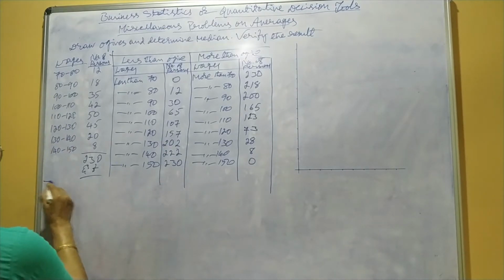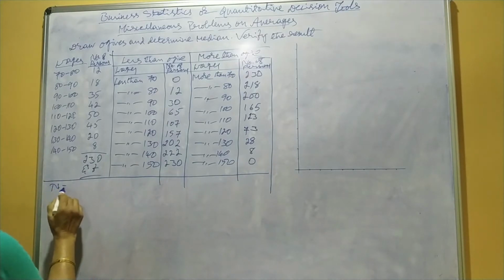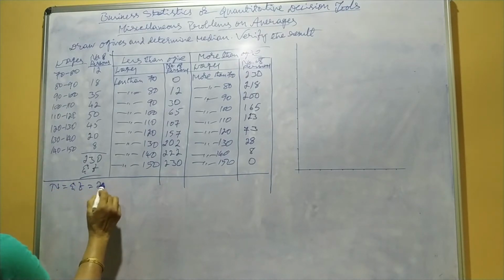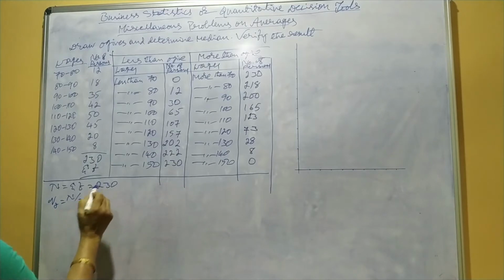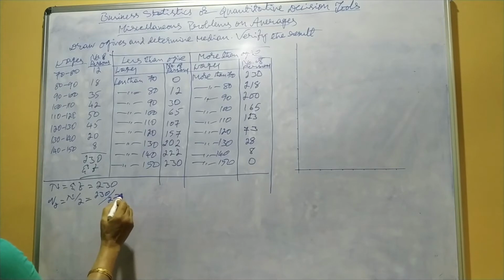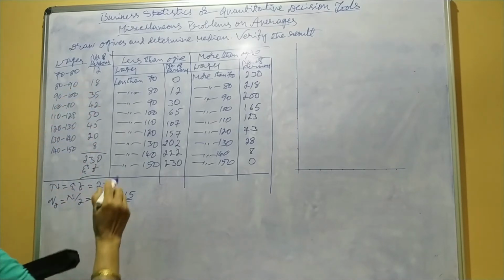Here first step is, we have to take n equals sigma f equals 230. Therefore, Q2 equals n by 2. N is 230 divided by 2 equals 115. Next, what we have to do? We have to locate that Q2 in the cumulative frequency column, isn't it?